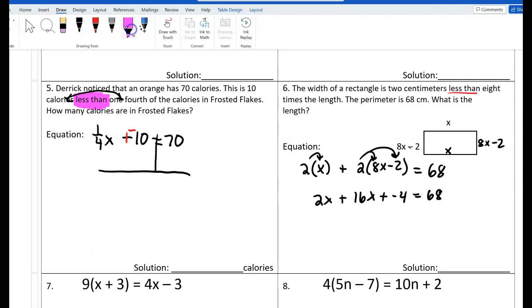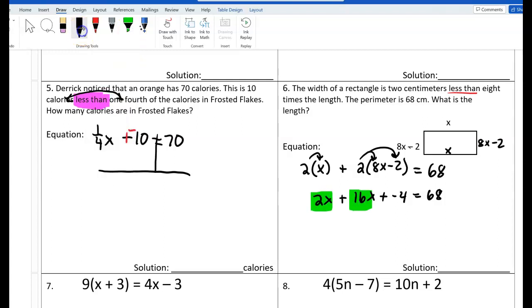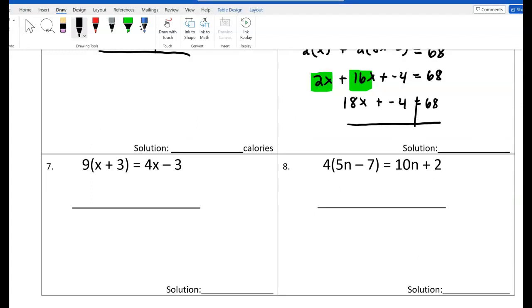And again, notice that you have variables on the same side of the equal sign. So you need to combine those. 18x plus negative 4 equals 68, and then you get your friend a two-step equation, which you should be able to solve from there. Last step problem I'll do, remember, is when you have variables on different sides.